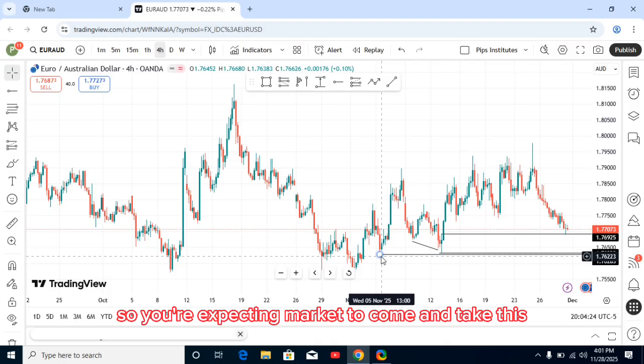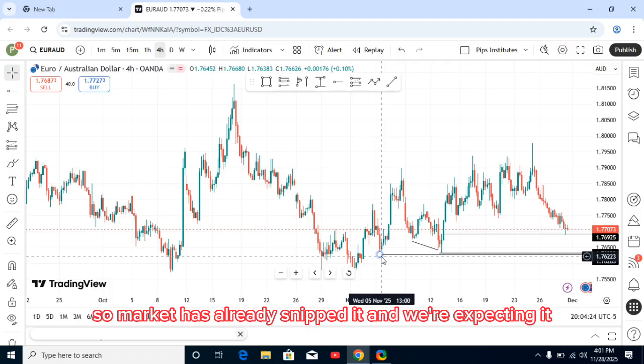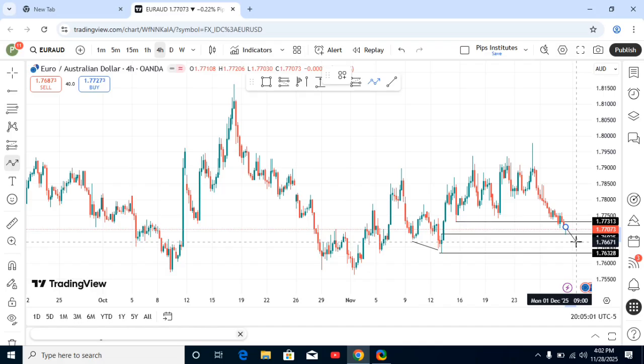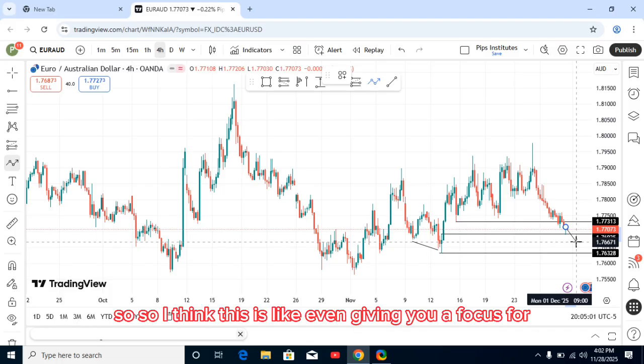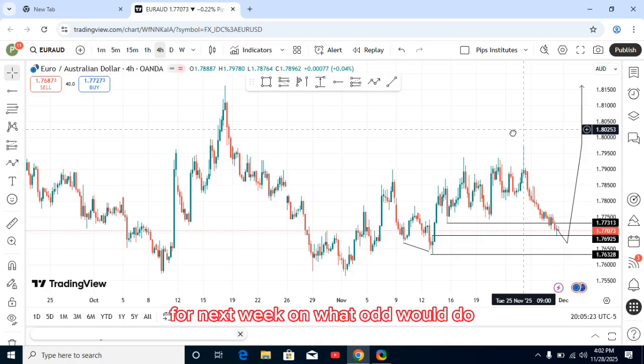So if you expect the market to come and take this equal liquidity, then comes back down. The market has already sniped it, and we're expecting it comes back down. First target, then you have your second target, then you have your third target. So I think this is even giving you a forecast for next week on what Euro will do.